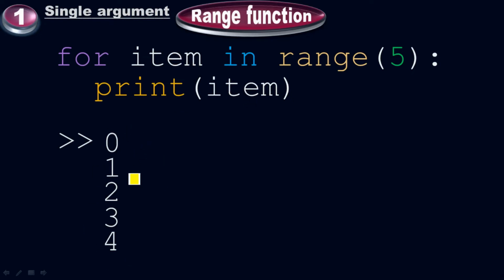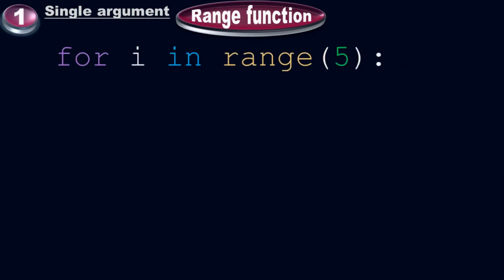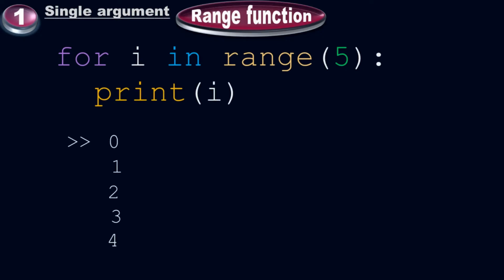Now look at here. There is no difference in the output. Whether you put item or whether you put number, the output will be exactly the same. So we got the same 5 items here: 0, 1, 2, 3, 4. Similarly, sometimes you may see for I in range of 5, print of I. Again, when you run it, you will get the same output.